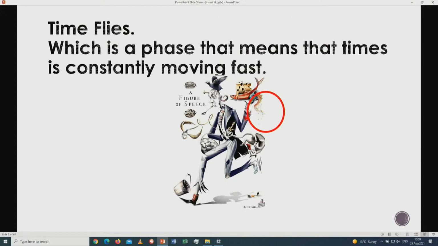Time flies. You can see that there is a watch there. This is a phrase. That means that time is constantly moving fast. So you see the time flies, it's in the air. But now the more meaning of it, it means that time moves quickly.